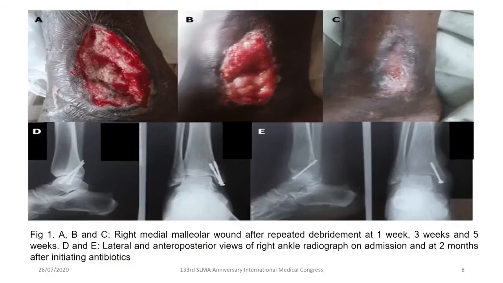This image shows the evolution of the wound following the debridement, the first one, A, immediately after, and the last, C, at 5 weeks after the initial wound debridement. Lower down, we see the initial x-rays on admission and the one taken at 2 months.